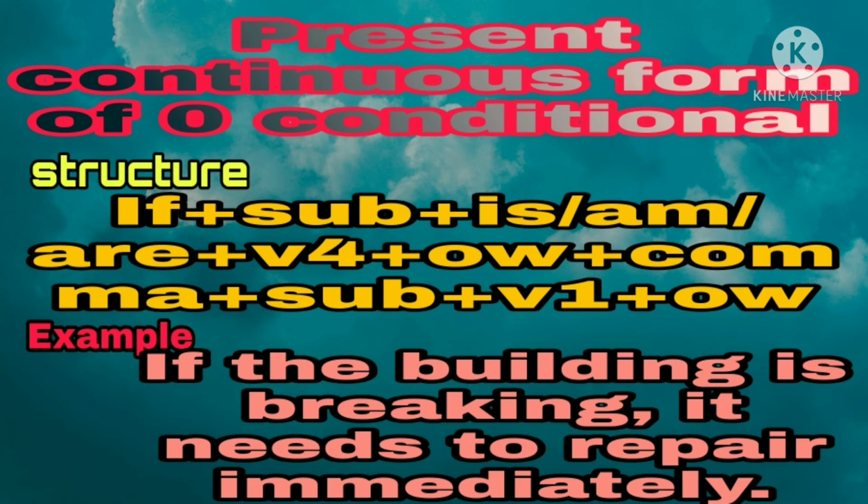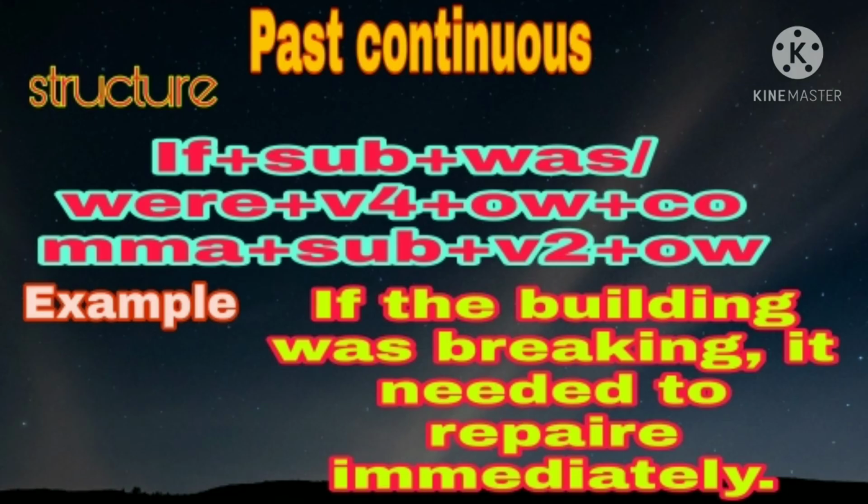Here we can take some examples. If the building is breaking, it needs repair immediately. Here the conditional clause is "if the building is breaking." You can say the subject is the building, is is the auxiliary, and breaking is verb 4. Then the main clause is "it needs repair immediately." Here the subject is it, which is the building, and needs is verb 1, present indefinite.